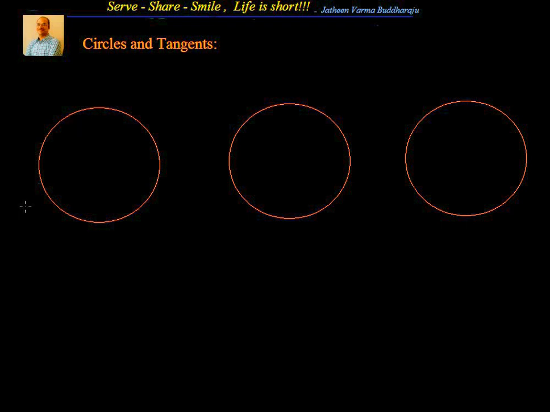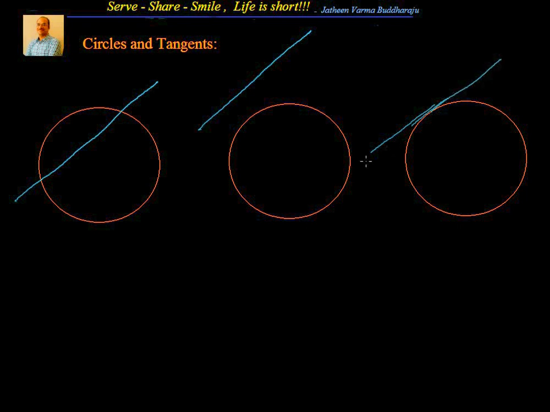Let us say we have a line. So the one scenario can be that the line will intersect the circle. The other scenario can be the line away from the circle. And one more scenario, the last scenario, there are only three possibilities. The other scenario is the line just touching the circle. So the line just touching the circle.